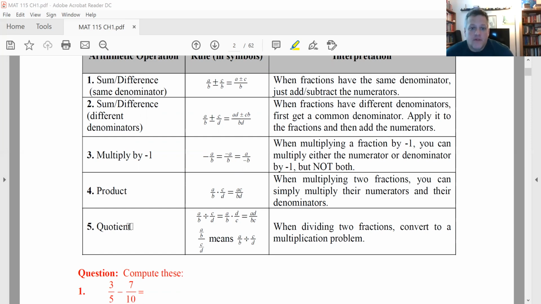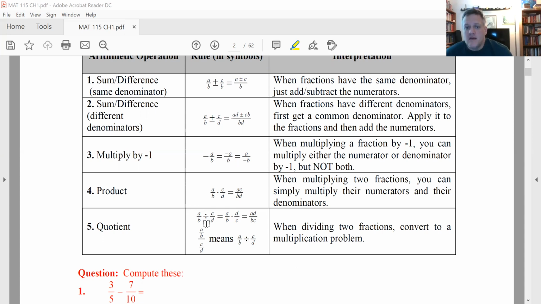For quotient, the only difference here is that to divide 2 fractions, you convert that to a product by flipping the one over that's after the division sign. Right, so notice here, this quotient is equivalent to this product, and we already know how to multiply from the previous step.